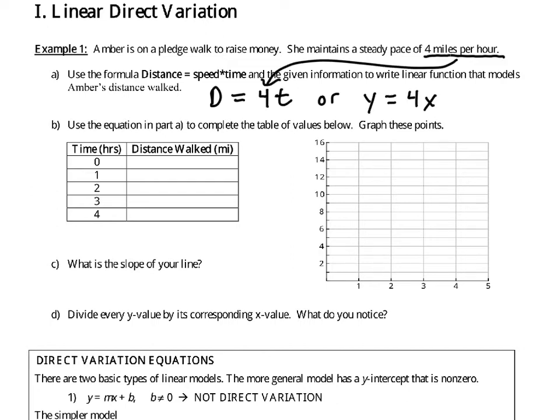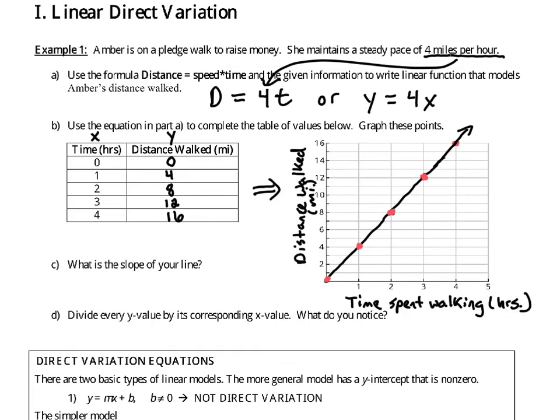So by using the formula distance equals speed times time, you are given a speed of 4 miles per hour. Therefore, the equation will be d equals 4t, or if you prefer to use y and x, y equals 4x. By using the equation we wrote and plugging in the corresponding x values into the equation, you can find the y values, which in this case would represent Amber's distance walked in miles. Next, we will plot these points on the graph. When these points are plotted on a graph, you see a straight positive sloped line.